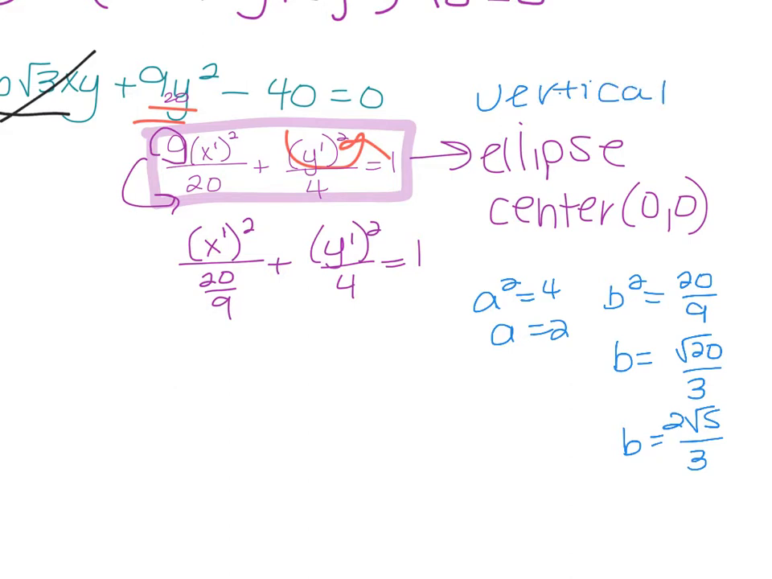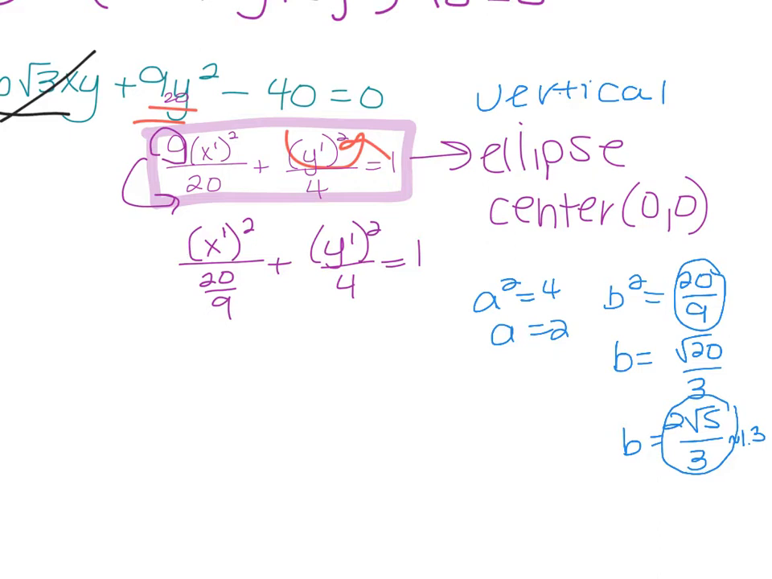So when I go to graph it, I'm going to have to approximate this 2 root 5 over 3. You can approximate it any way you want to. I can come back up to the top and say 20 over 9 is a little bit bigger than 2, and the square root of 2 is like 1.3. So I can approximate this like 1.3, 1.5, something like this. Or you can approximate it down here at the bottom. It doesn't matter where you do it.